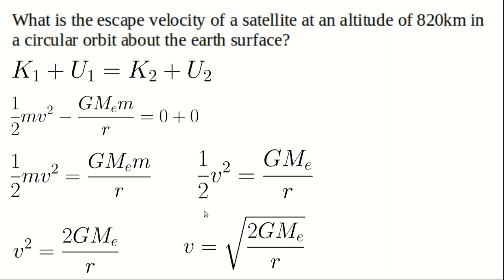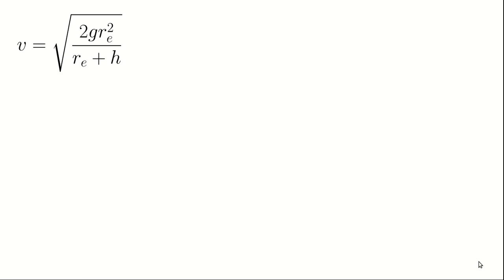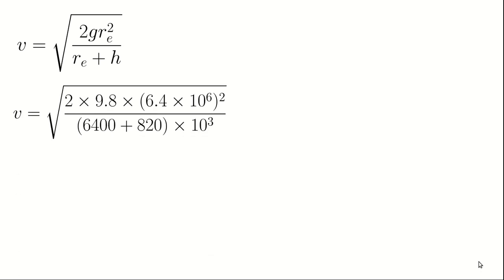Now remember that your GM can be replaced with what? Guess it right. G capital letter R E squared. And remember, this R is the radius of the Earth plus the altitude. So we have this particular expression. This should be our final expression. Then we can make our substitution and solve for V.